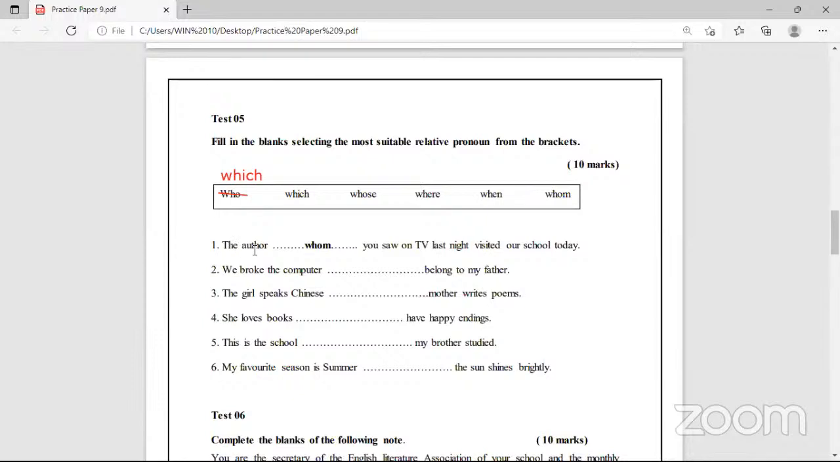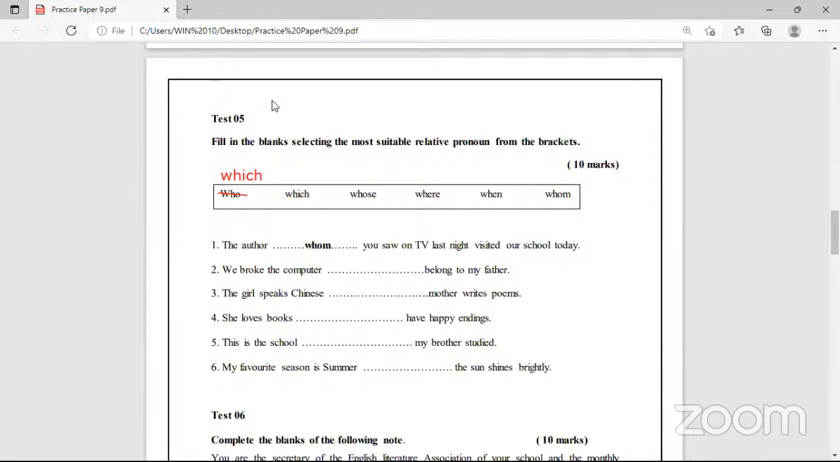The author whom you saw on TV last night visited our school today. So here, author whom you saw, it relates to an object pronoun. The author whom you saw on TV visited our school today.